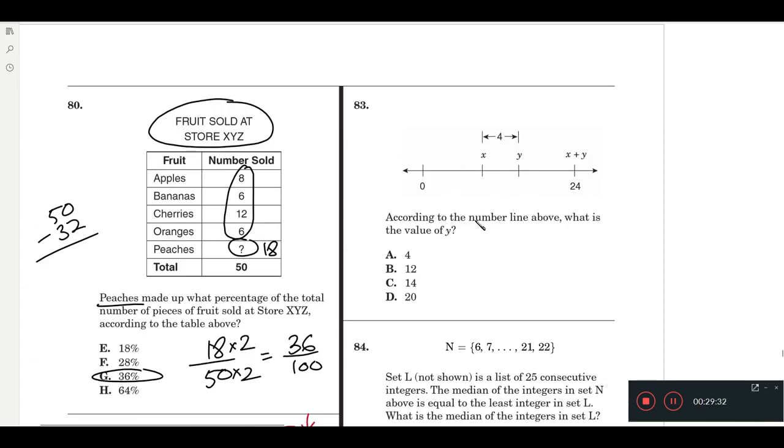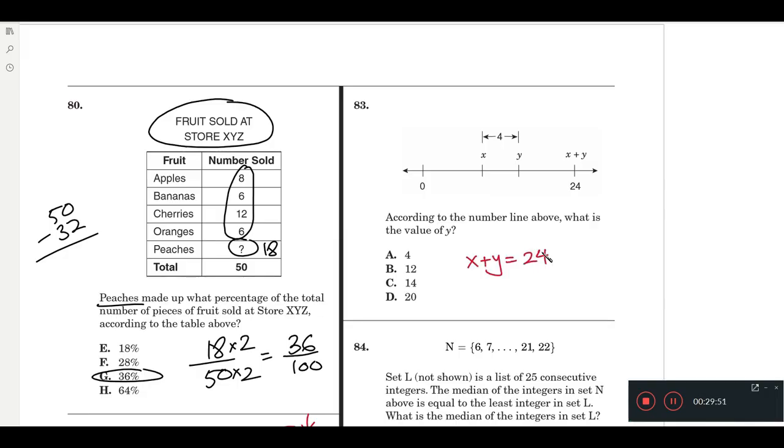83. According to the number line above, what is the value of y? So you should have formulas for this. If x plus y is 24 and y minus x is 4, I can show you an easy technique for this. So x plus y is equal to what?